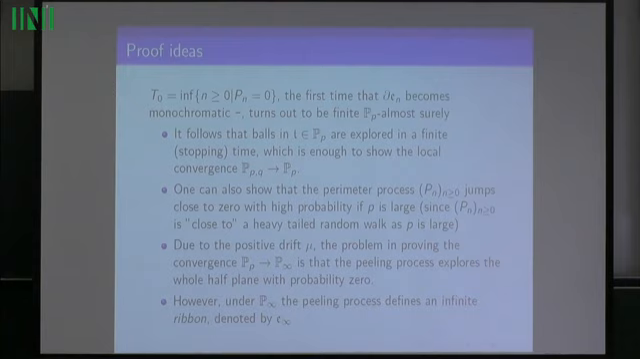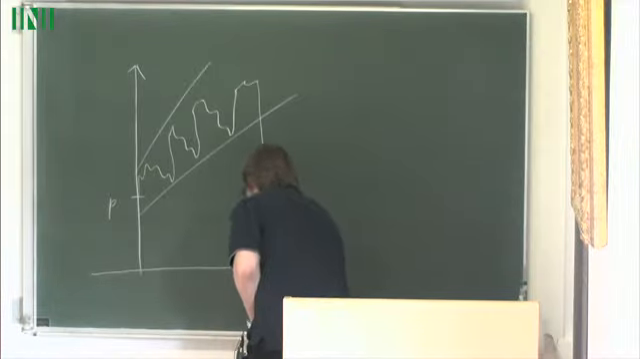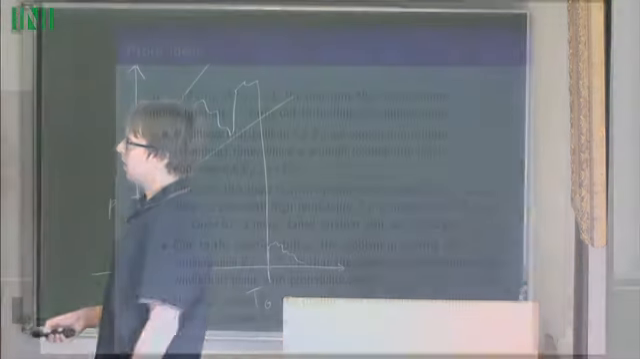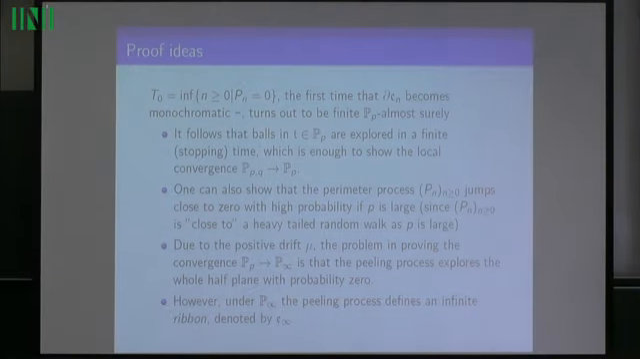First of all, t0 is the time at which the perimeter process starting from p hits 0. It turns out that for each p, it is almost surely finite. This basically tells us that we can explore around any finite cluster in a finite time, and that's pretty much the idea. We can show the first local convergence. And then we can also show what I explained here, that this perimeter process P_n jumps close to 0 with really high probability if p is large.